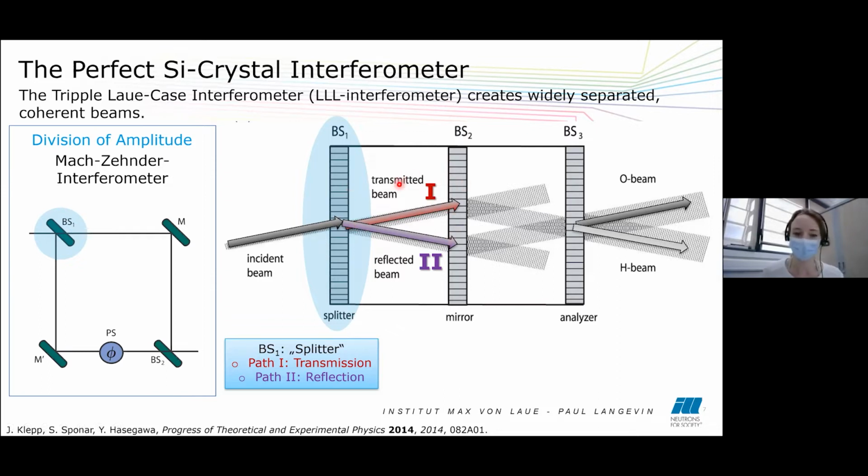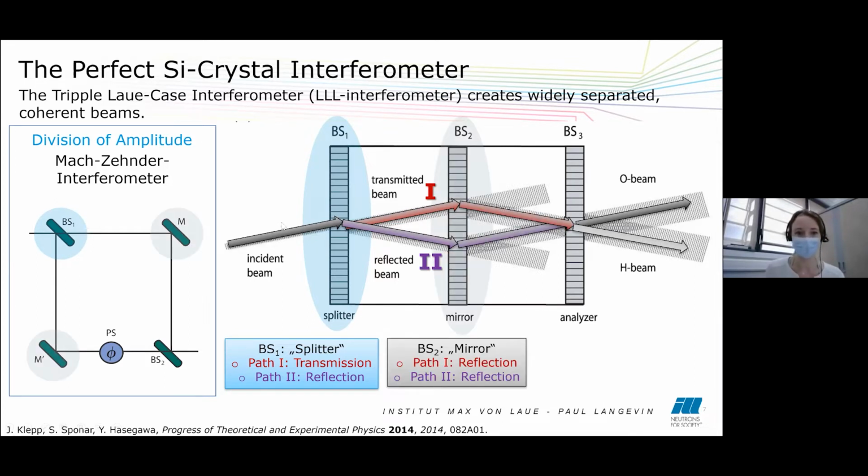Let's call the red one path 1 and the purple one path 2. The second slab then acts as a mirror, here compared to the Mach-Zehnder type interferometer for visible light. It reflects both of the beams. Of course, a part of them is transmitted as well, but this is not relevant for our experiment now. The last slab is then called the analyzer and leads to the partial reflection and transmission of both beams.